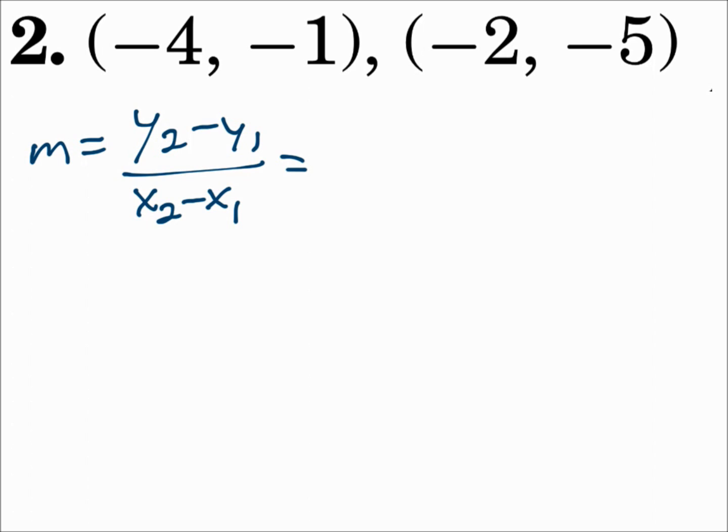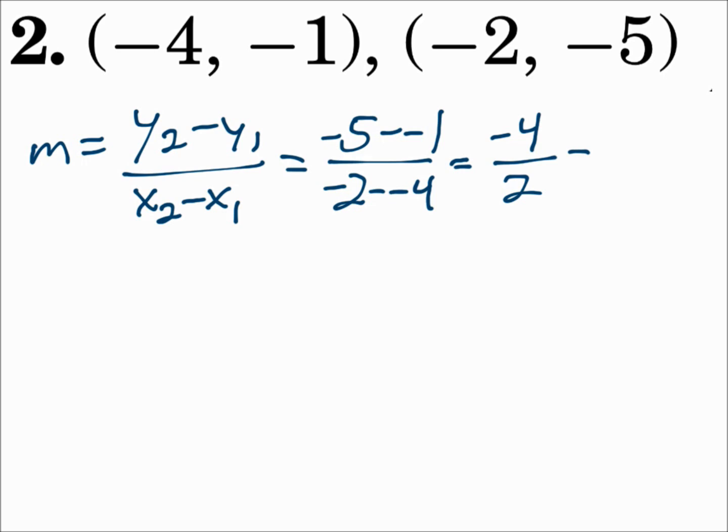For number 2, use the slope formula. y2 is negative 5, y1 is negative 1 over x2 is negative 2 minus x1 is negative 4. Watch your minus signs there. You're subtracting a negative, which means add a positive. Negative 5 plus 1 is negative 4. Negative 2 plus 4 is 2, and negative 4 over 2 is negative 2. Always watch your signs. Pay attention to the negatives there.